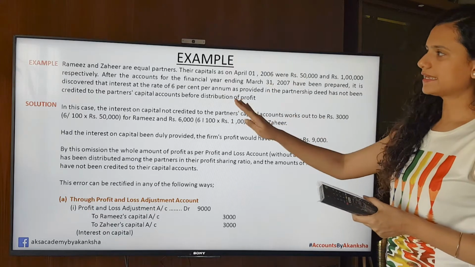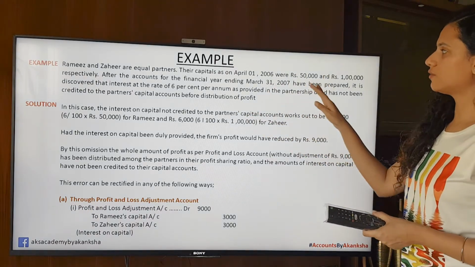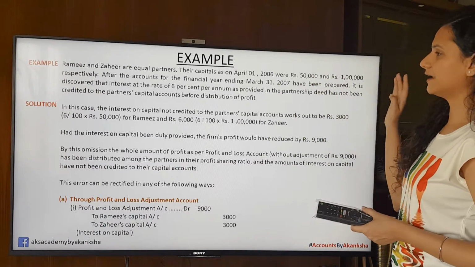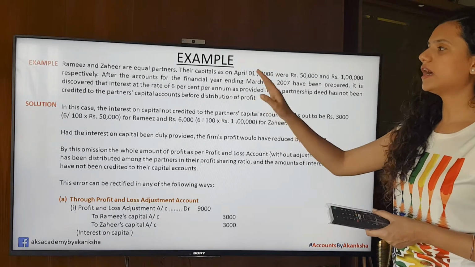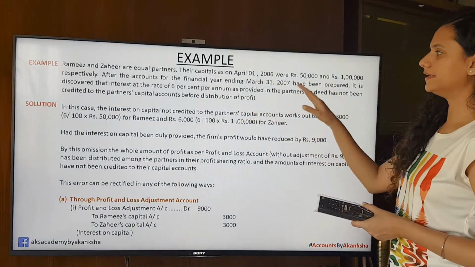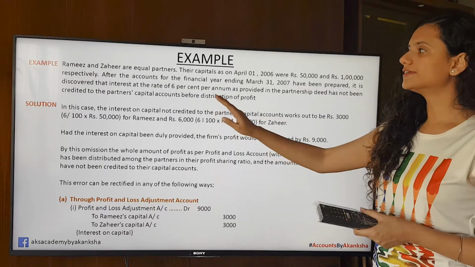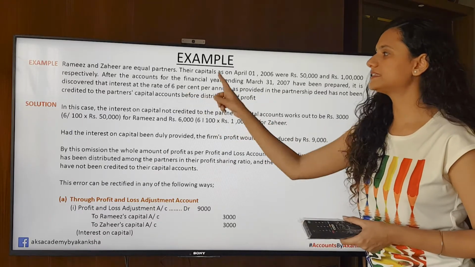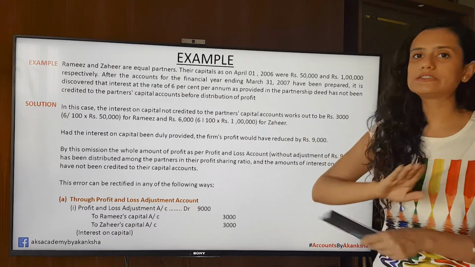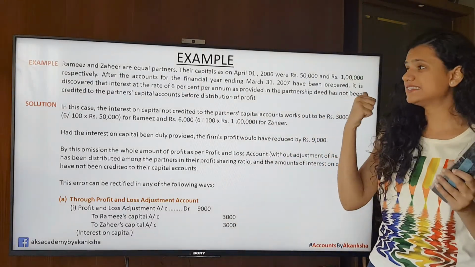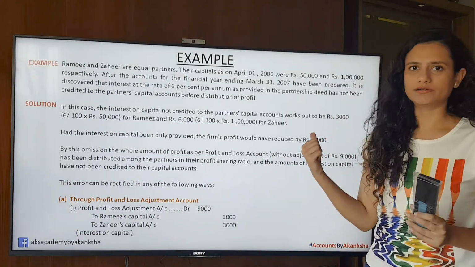So Ramiz and Zahir are equal partners. Their capitals as on April 1, 2006 were 50,000 and 1 lakh respectively. After the accounts of the financial year ending 31st March 2007 have been prepared, it is discovered that the interest at the rate of 6% per annum as provided in the partnership deed has not been credited. That means this is the mistake or the error or the omission that has occurred.